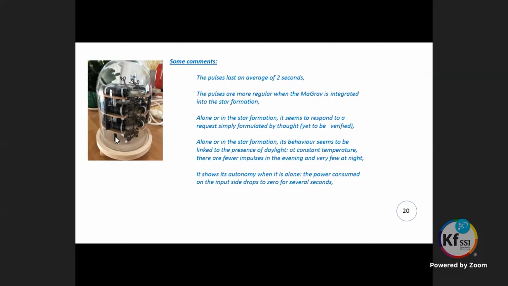From time to time, the power consumed from the grid drops to zero.